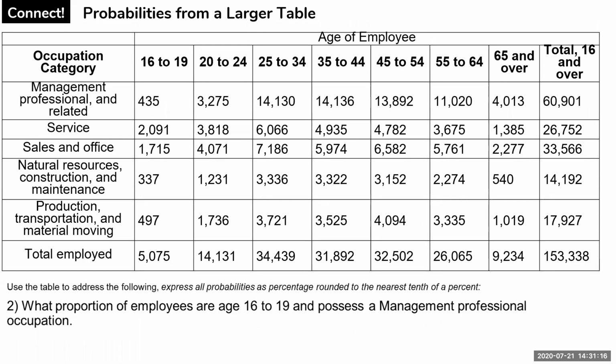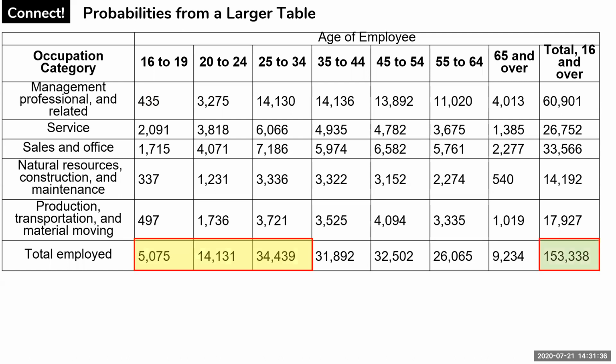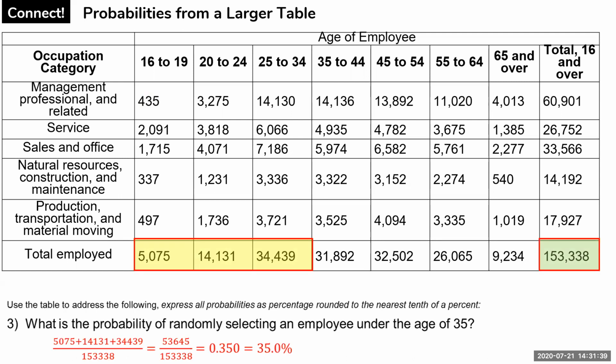Now, what proportion of employees are aged 16 to 19 and possess a management professional occupation? It gives the age category over the total, and that gives you the proportion. And here it asks, what is the probability of randomly selecting an employee under the age of 35? So you put all these together and divide by the total, and that gives you that. Is that okay? Nice.